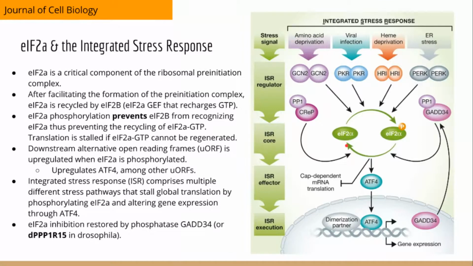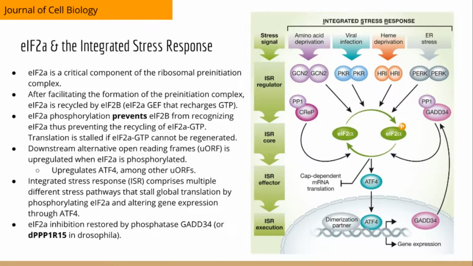This protein is a critical component of the ribosomal pre-initiation complex. When eIF2a is charged with GTP, it is able to bind the initiator tRNA that recognizes methionine. During the formation of this ribosomal pre-initiation complex, eIF2a uses its GTP, converting it to GDP. In order for eIF2a to be used again, it needs to exchange GDP for GTP. So eIF2b, a different protein, charges eIF2a, allowing it to form a new pre-initiation complex for translation.